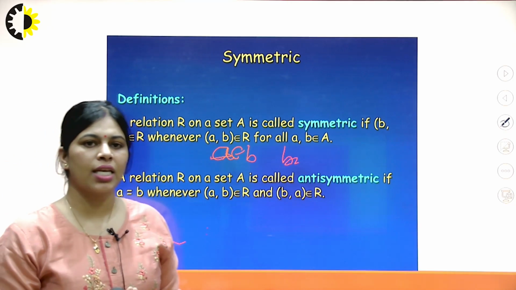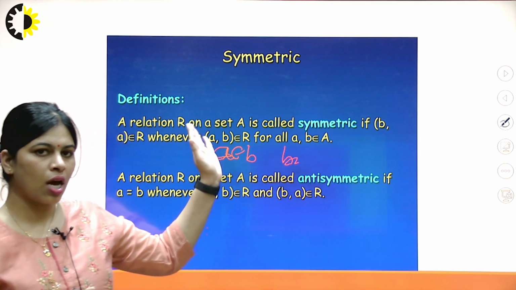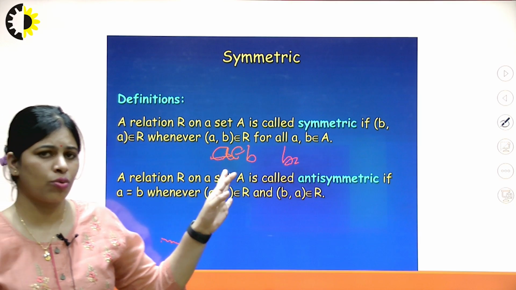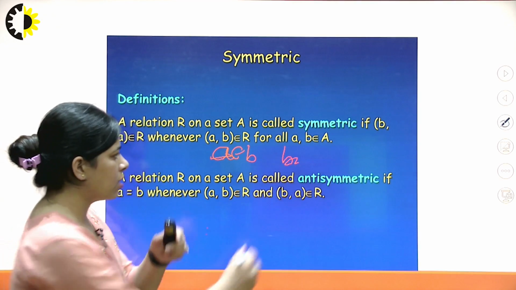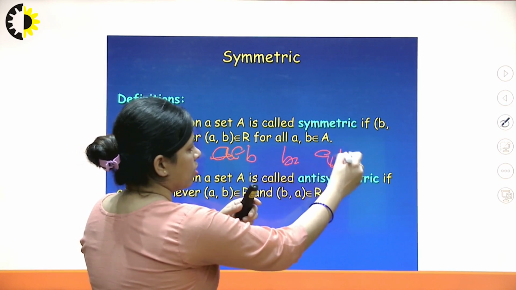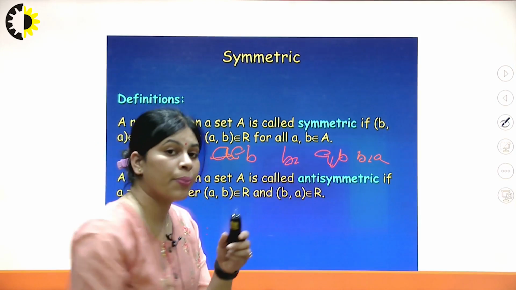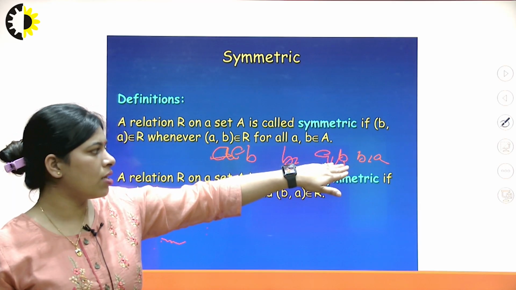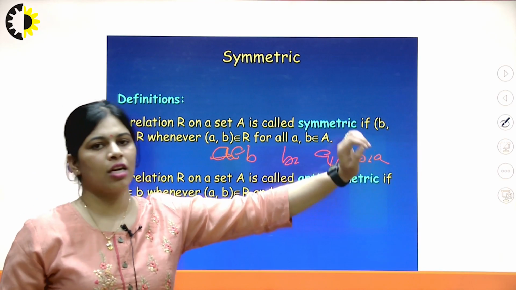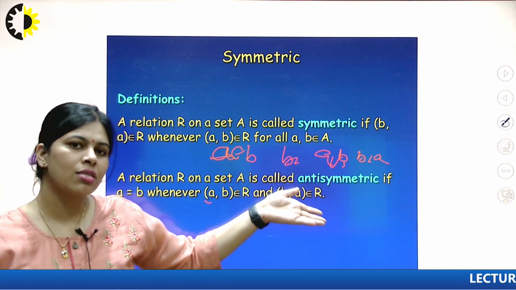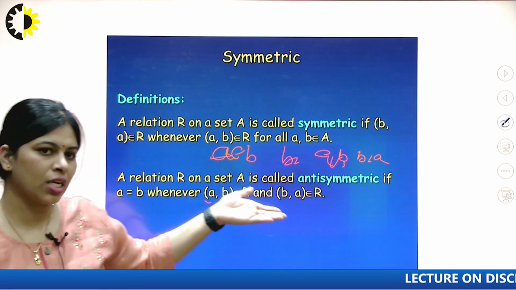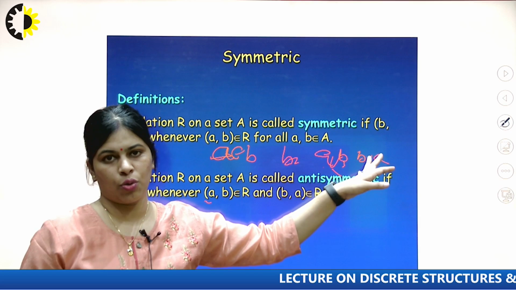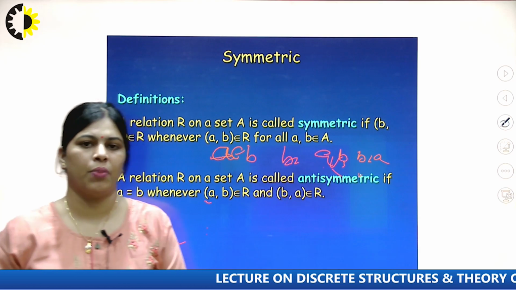a relation R on a set A is called symmetric if BA belongs to R whenever AB belongs to R for all values of A and B. It means if AB is in a relation, then BA should be present in the relation. It is called symmetric. If AB is present and BA is not present, then it is not symmetric. So to satisfy the symmetric property, we need to check that if AB is present, then BA should also be present. Otherwise, it is not symmetric.